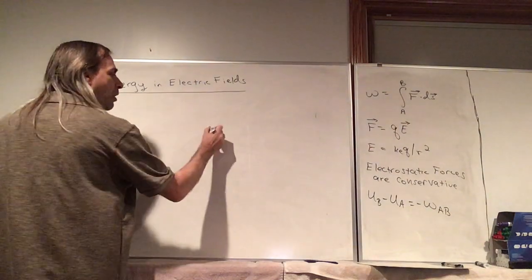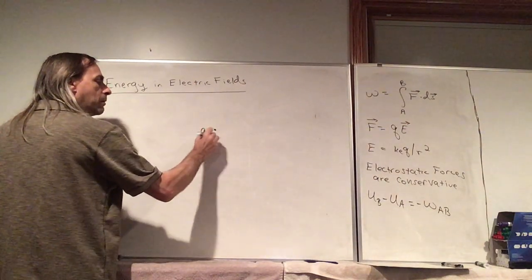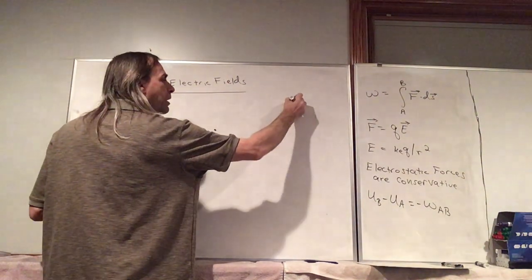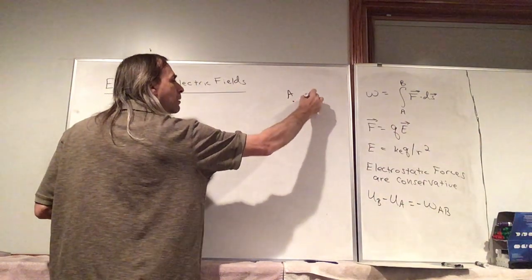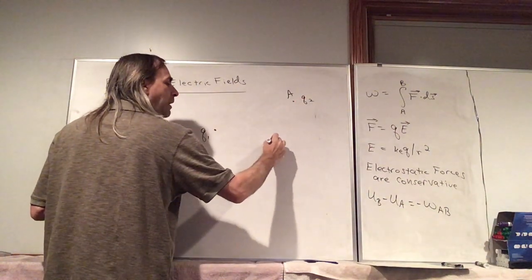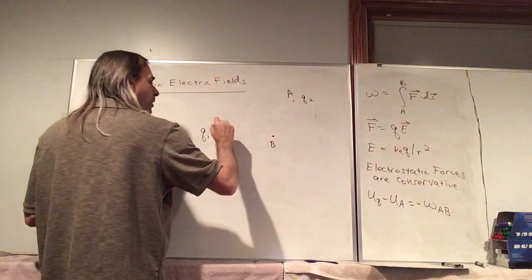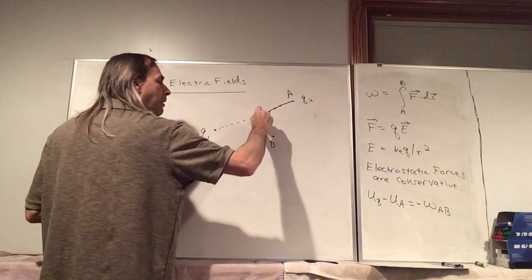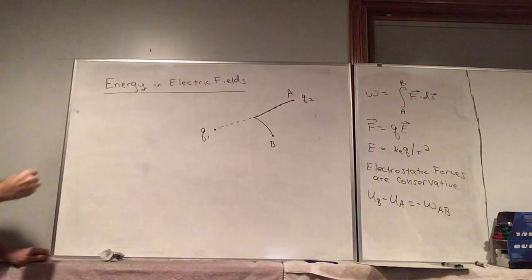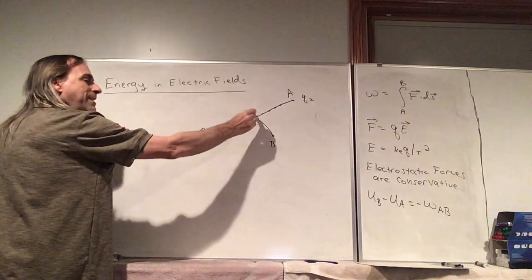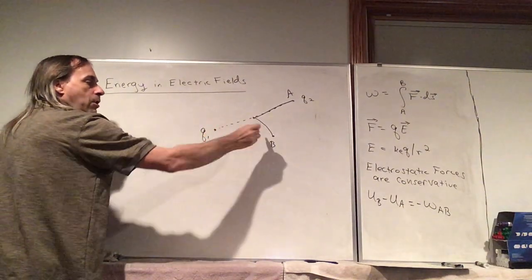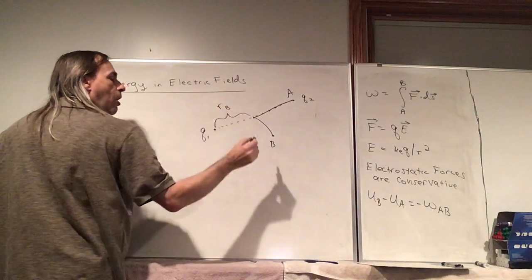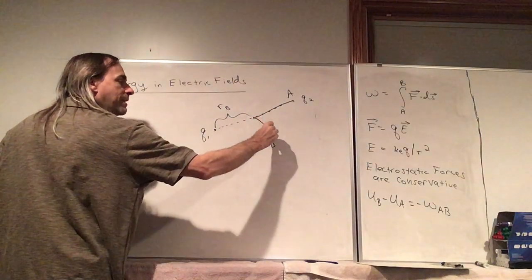And again, let's draw the picture again. We have Q1 and Q2. Q2 is going to start at point A, and it's going to end up at point B. And again, the most convenient path that we could take would be like this. So we go purely in the radial direction until we get the right distance from Q1. So again, this distance here would be RB, and then we go along this tangent path.